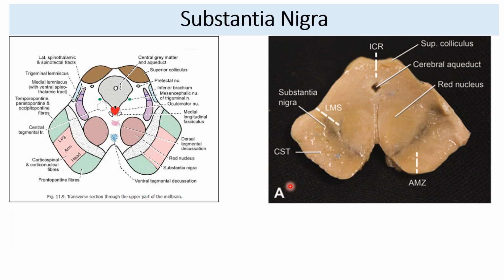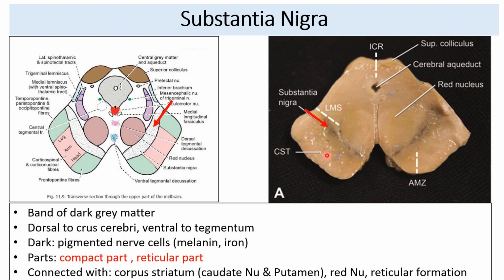Now, behind the crus, the next part in the cerebral peduncle is the substantia nigra. In the cut section also, you can see this pigmented area of the substantia nigra that you have to draw. This pigmented area separates the crus cerebri and the tegmentum part of the cerebral peduncle. So the substantia nigra is a band of gray matter, dorsal to the crus cerebri but ventral to the tegmentum area.